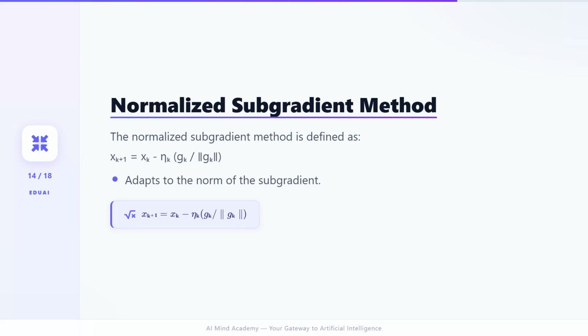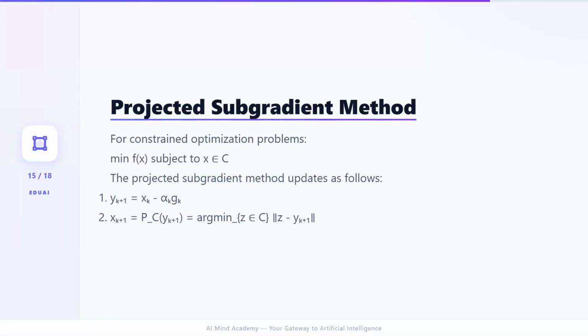For constrained optimization problems where we want to minimize f(x) subject to x belonging to a convex set C, the projected subgradient method is used. First, an intermediate point y_k is computed as x_k - alpha_k g_k. Then, this point is projected onto the feasible set C to obtain the next iterate x_{k+1}. The projection P_C(y) finds the closest point in C to y.